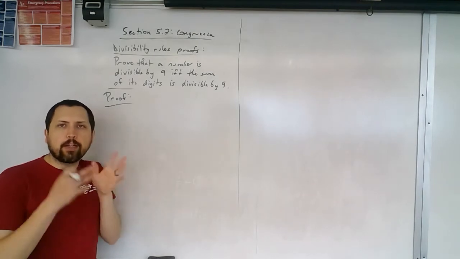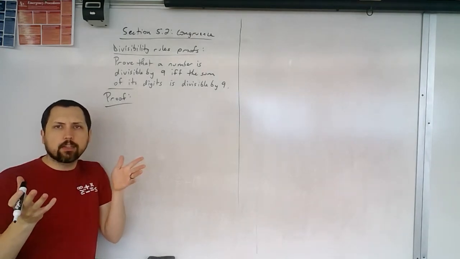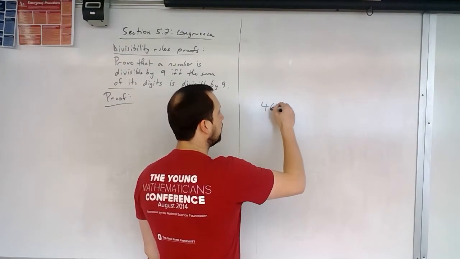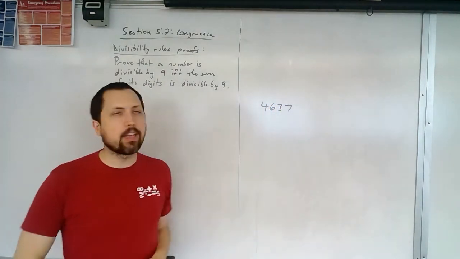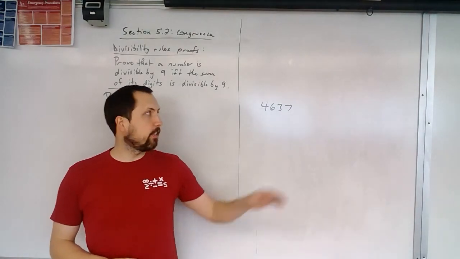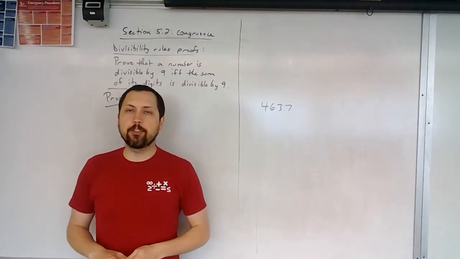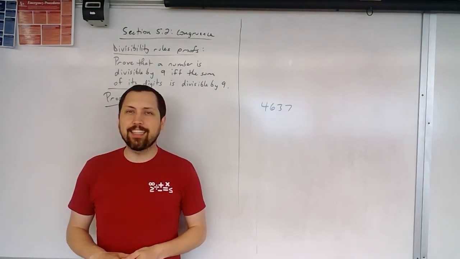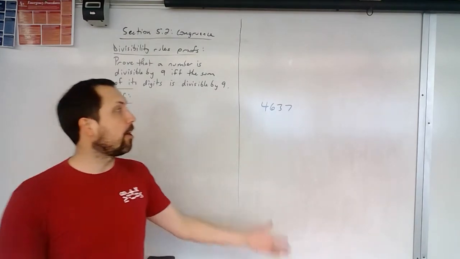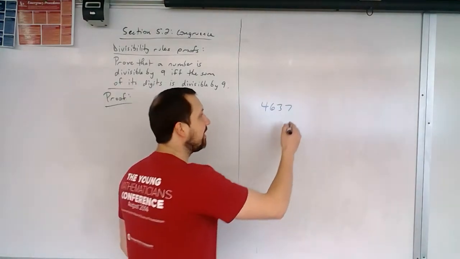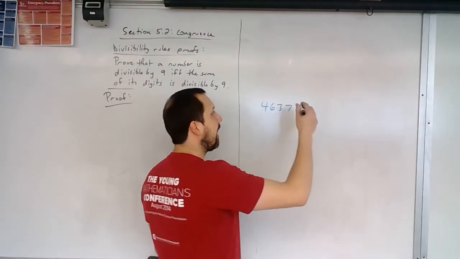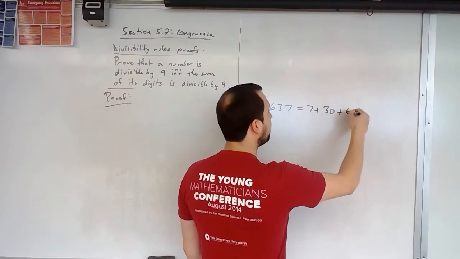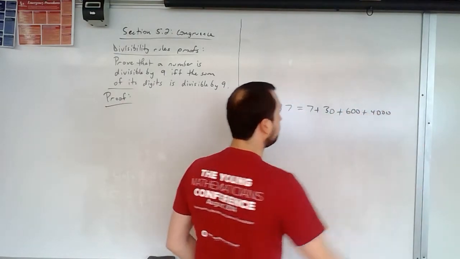Alright, so let's take a look at how we're going to structure this proof. We need to start with just an arbitrary number. Let's say we have 4637. Okay, so we have 4,637. We're going to use some properties that you probably learned maybe in 4th or 5th grade that you never thought you would ever need. But it's a really good idea to understand how these numbers work. This number can be seen as 7 plus 30 plus 600 plus 4,000.